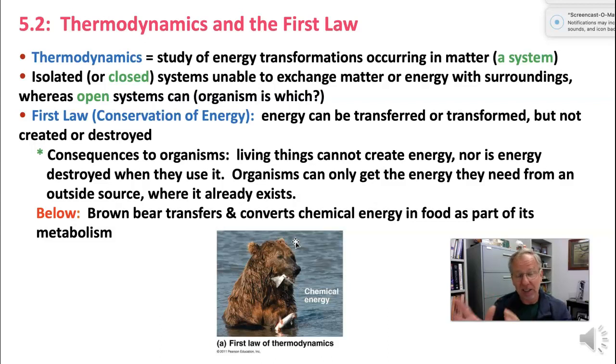So now we can have an isolated or closed system, and an isolated or closed system is unable to exchange matter or energy with its surroundings, whereas an open system can exchange matter and energy with its surroundings. So we are organisms, just like the brown bear on the slide. So organisms are what? Open or closed systems. Do we exchange matter and energy with our surroundings? We absolutely do. So we are open systems. As a matter of fact, there are no truly closed systems in our universe, because energy and matter can be exchanged throughout.